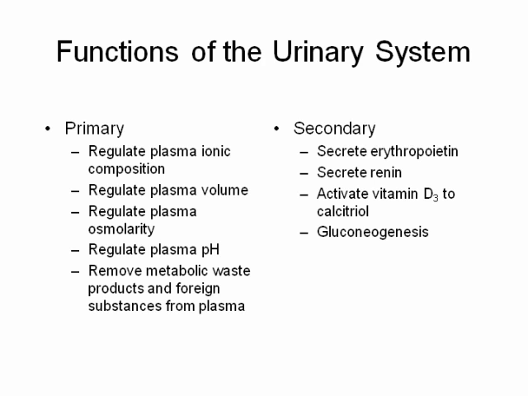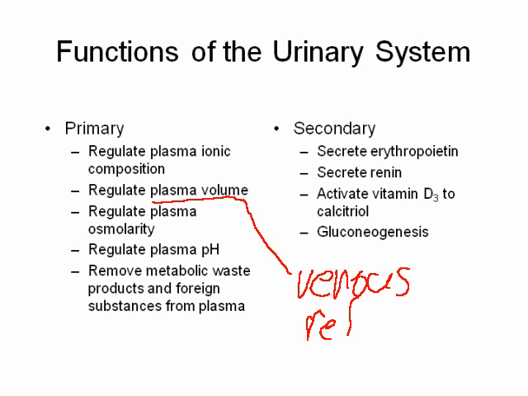So the primary function of the kidney, or primary functions, there are several, is to regulate plasma ionic composition. That is the concentration of sodium, potassium, and other ions, as well as to regulate plasma volume. And of course, in this case, we're talking about the watery part of the blood, which of course is a fair proportion of the actual blood. Keep in mind, regulation of plasma volume is also controlling venous return to the heart. Going back to cardiovascular function.